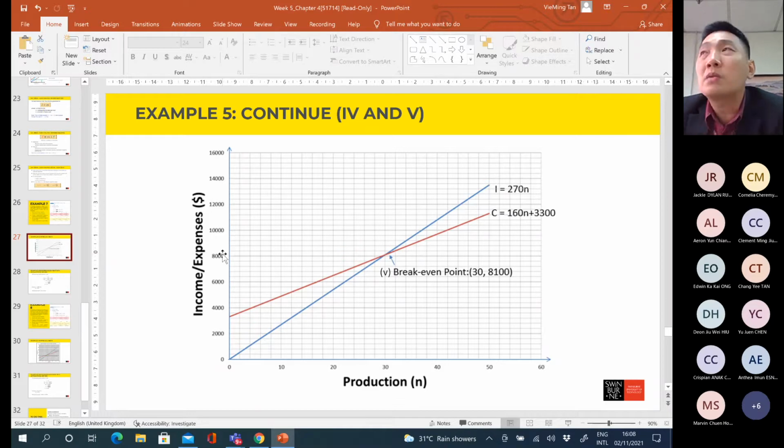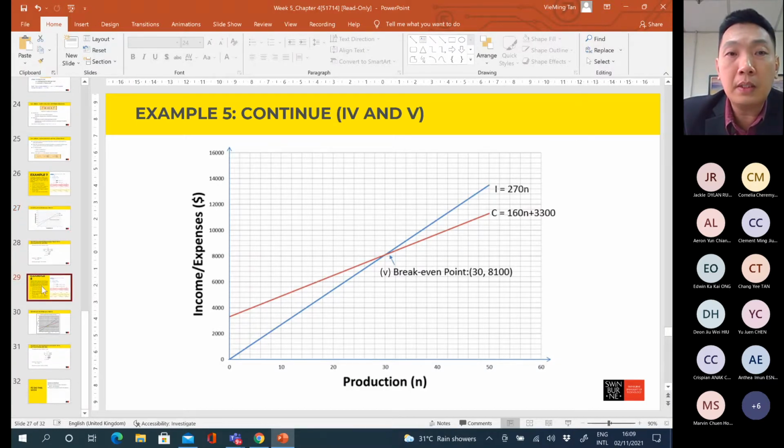That's why it's better to use the mathematical equation to solve the problem instead of using a graph, because sometimes the graph can be not so accurate. I don't really encourage students to use a graph to identify the break-even point. Better use the equation, and it's also faster and more practical as well.